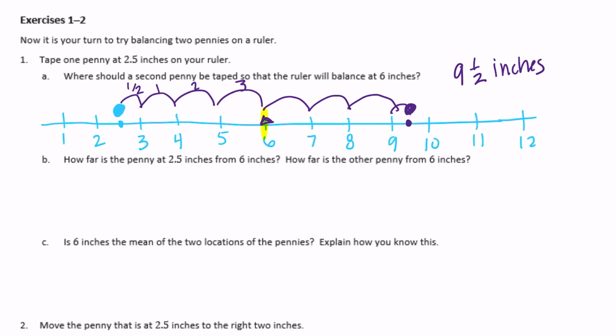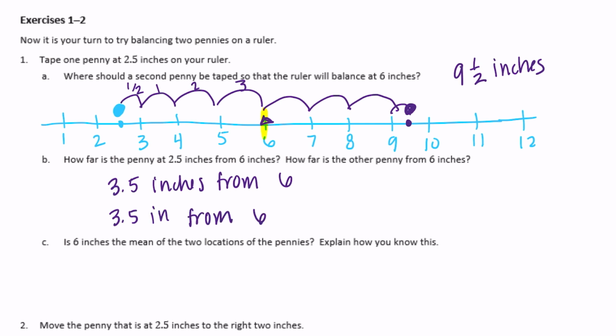B, how far is the penny at 2.5 inches from 6 inches? So it's 3.5 inches. Three and a half inches from 6. And how far is the other penny from 6 inches? Well, it's also 3.5. So they're both the same distance.